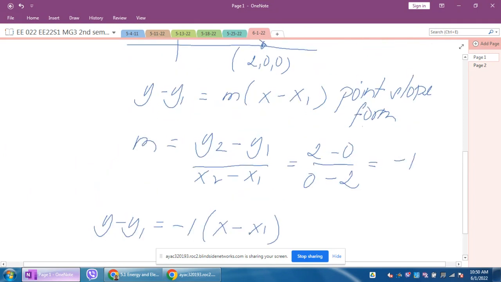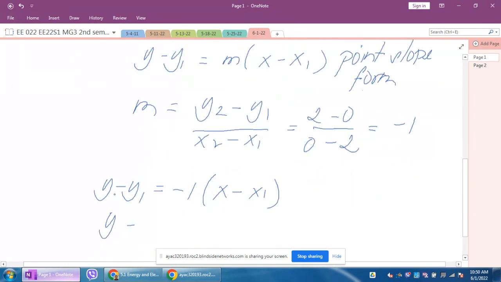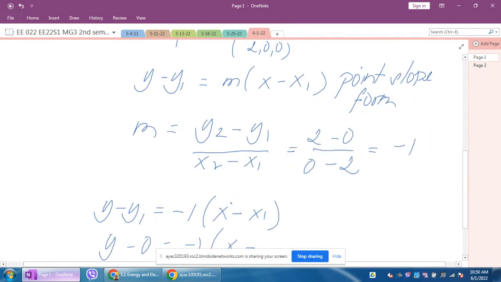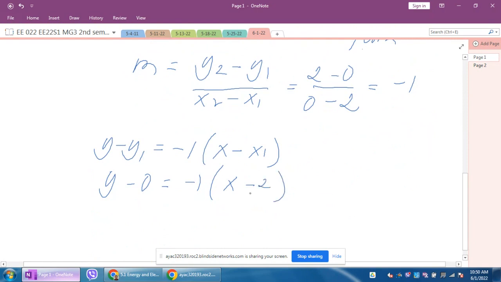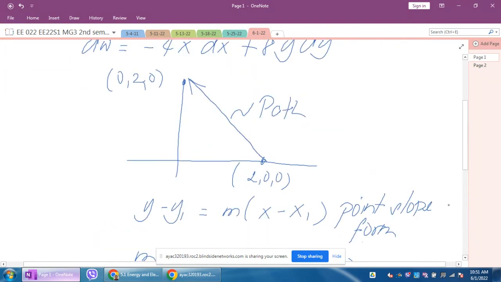So, gamit tayo ng isang point. Okay. So, halimbawa, gagamitin ko itong isang point na 2, 0, 0. So, y minus, ano ba yung y1 ko? 0. Negative 1. X minus, ano ba yung x1 ko? I have 2. So, simplifying, I will have here y equal to negative x plus 2. Or, I can say that, pag transpose ko to, x plus y equal to 2. So this is the equation of the line. Yung line na ginamit natin na path. Itong line po na to is x plus y equal to 2.